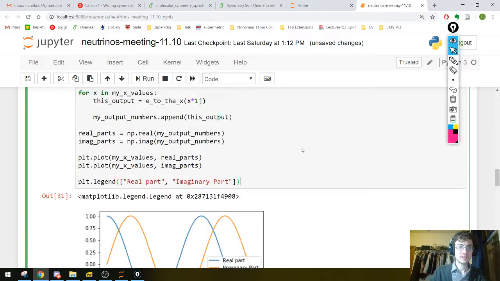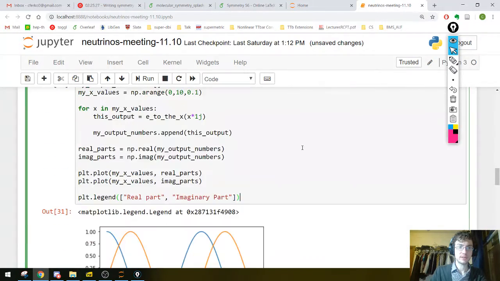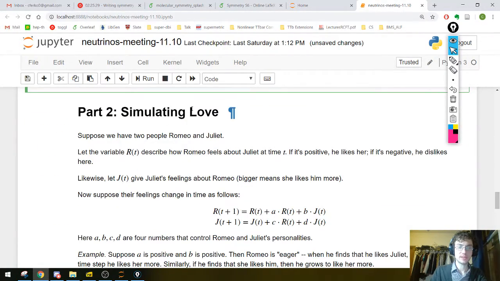Okay. Thoughts on any of this Python stuff before we talk about some of the equations similar to what Debbie's doing?